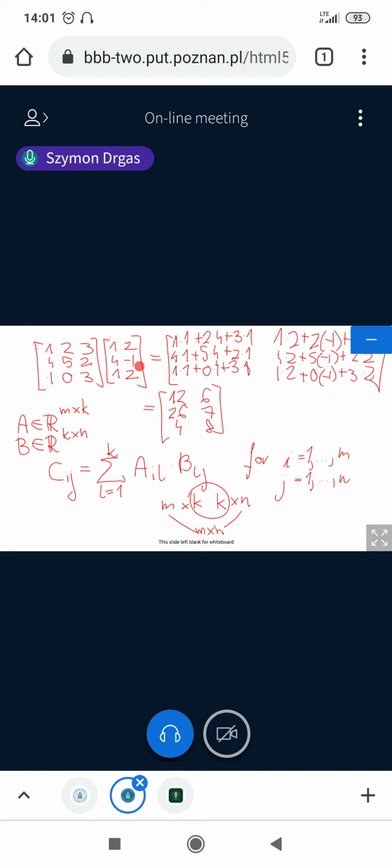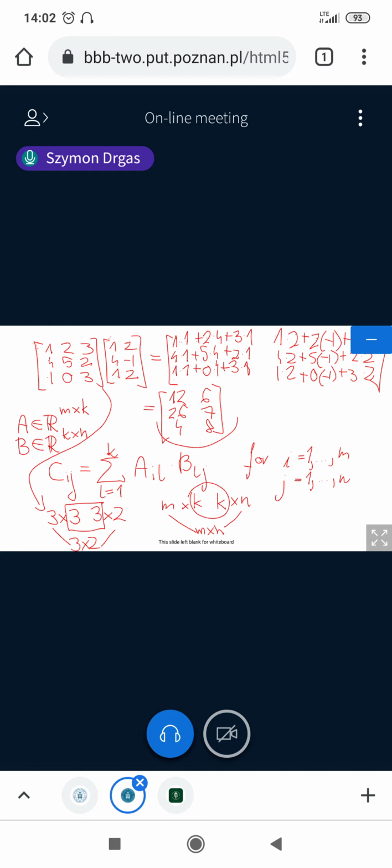So in this case, we have a 3 by 3 matrix multiplied by a 3 by 2 matrix. And these two dimensions are equal, and the resulting matrix has 3 rows and 2 columns. So yeah, it's okay. So that's one possibility of describing this multiplication.